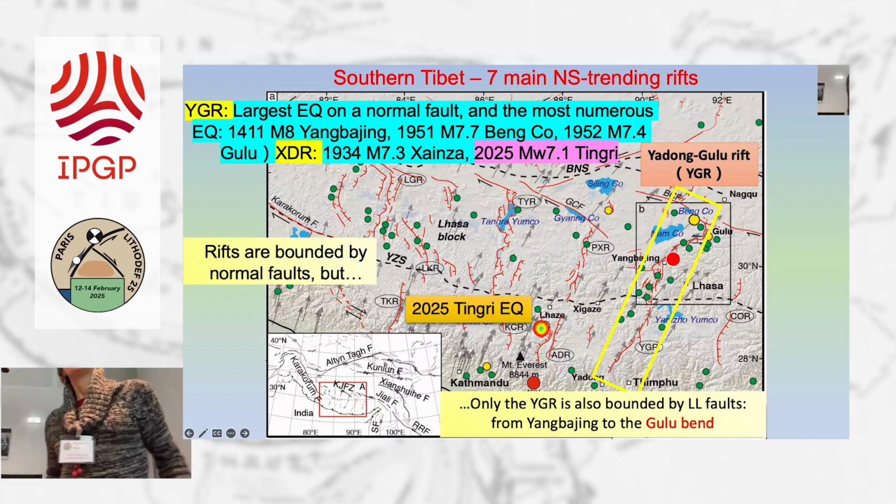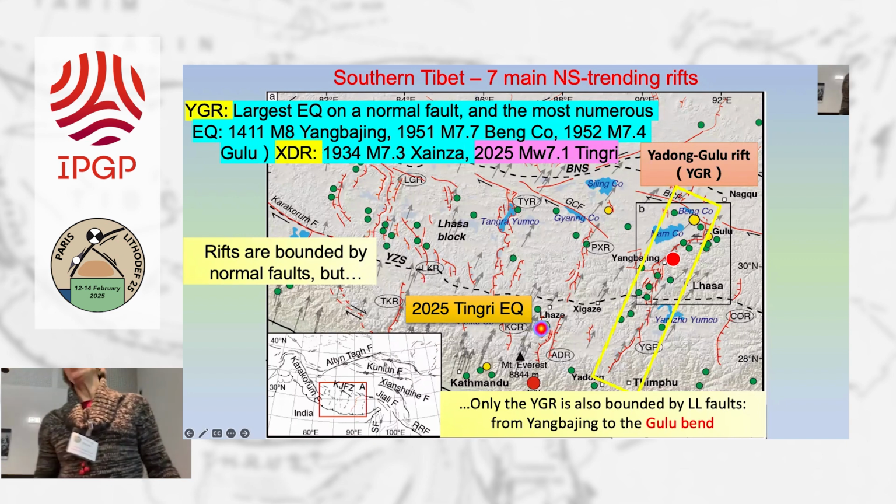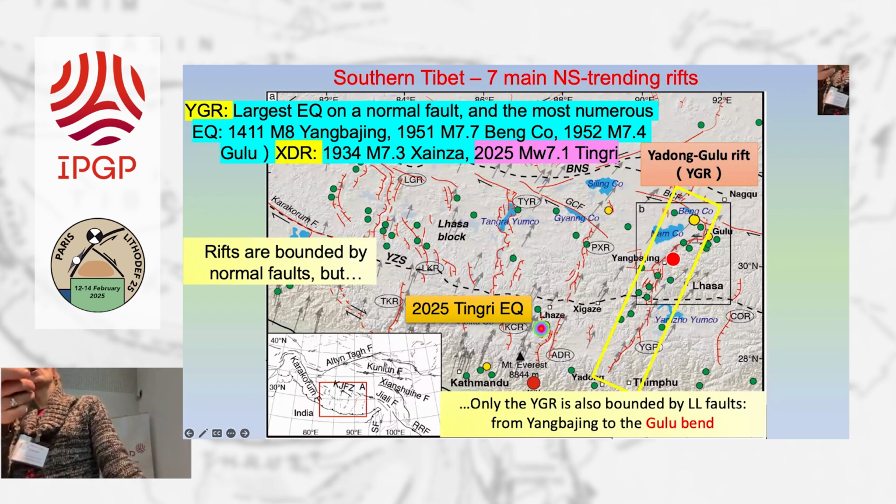So if you look at the historical earthquakes along the Yadong-Gulu Rift, you see many, including the large magnitude 8 Yongbajing earthquake in 1411, as well as the Bengtso and Gulu earthquakes, 7.7 and 7.4 in 1951 and 1952. But when you compare with the Xainza-Dinggye Rift, there's nothing, okay? You have one in 1934, just north of Xainza, magnitude 7.3, and this year's earthquake here, 7.1.